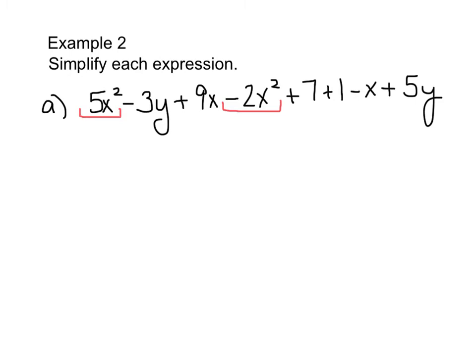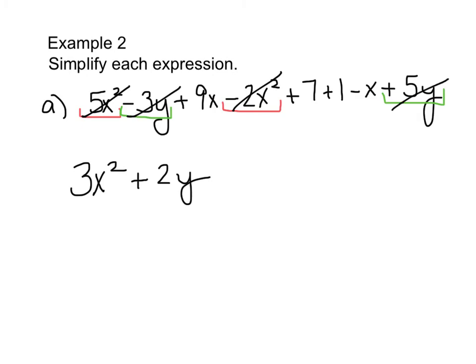5x squared minus 2x squared gives me 3x squared. And if you want to cross them off as you go, you can do that. Next, I have a y term. So I have negative 3y and plus 5y. So negative 3y plus 5y would give me plus 2y. So those are gone. Then I see a positive 9x. Here's a minus x. Now remember what I told you. What number is right here? It's a 1, so that's minus 1x. So 9x minus 1x gives me 8x.